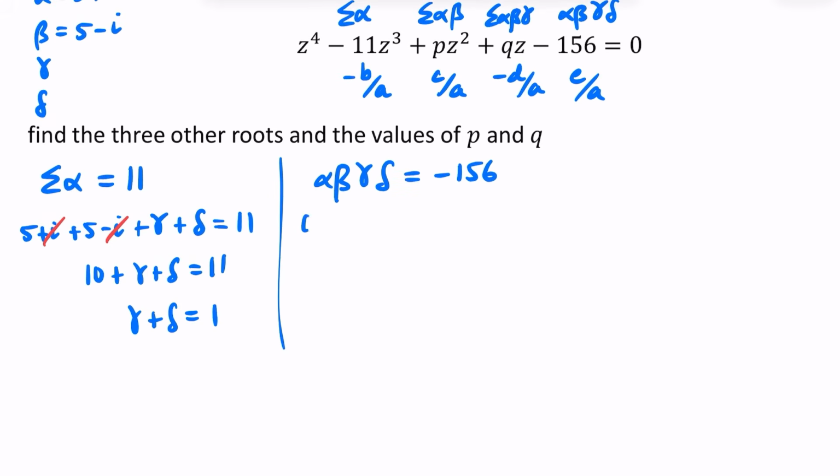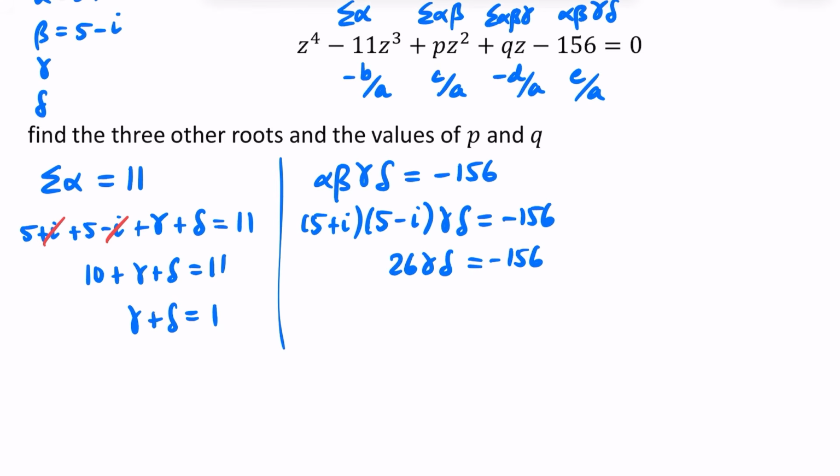We're going to have the alpha times the beta. That's my 5 plus i multiplied by my 5 minus i, multiplied by the gamma and the delta, which is minus 156. However you want to calculate this, manually or by a calculator, it doesn't really matter. But I know it's going to be the 5 times 5, and the i times the minus i is going to be a 1. So it's 25 plus 1, which is 26. So 26 gamma delta is minus 156. I will do minus 156 divided by 26, which tells me that gamma delta is minus 6.